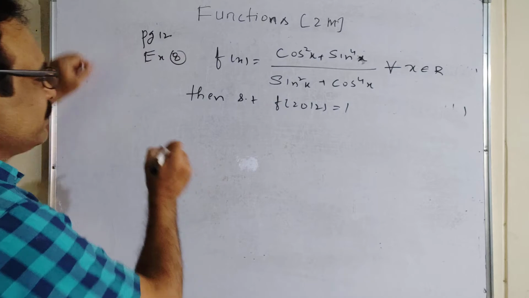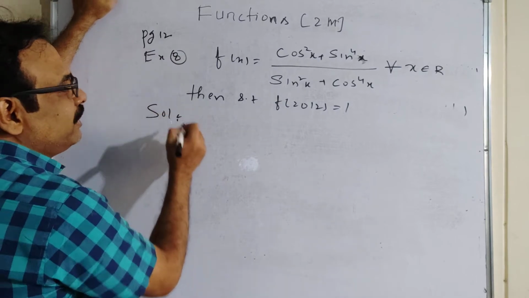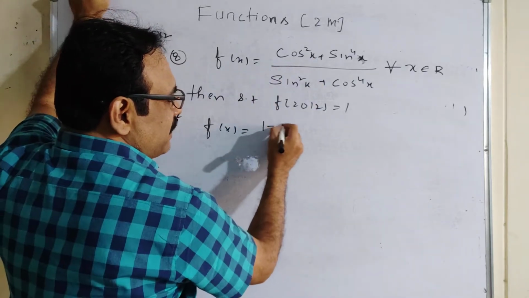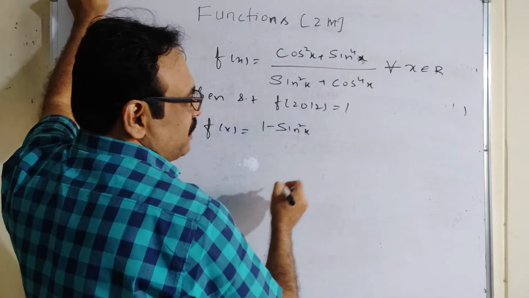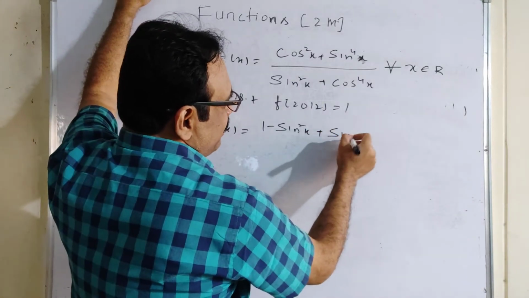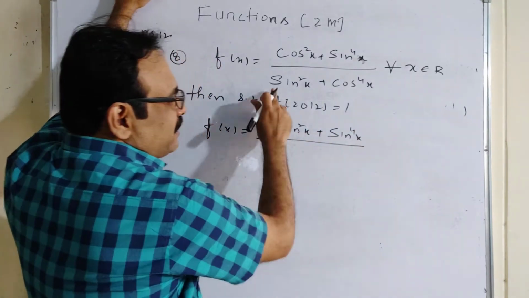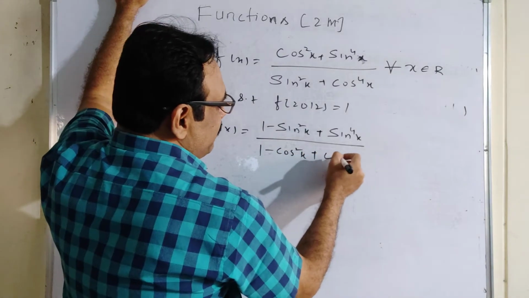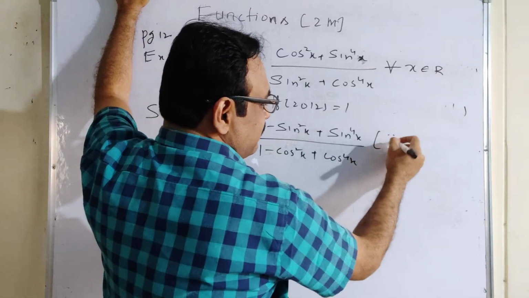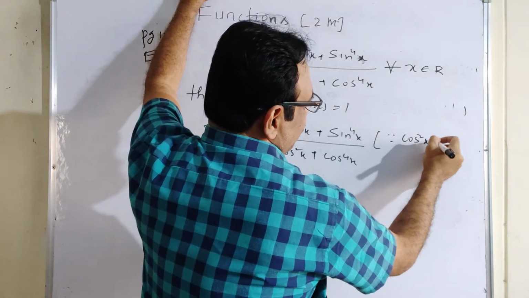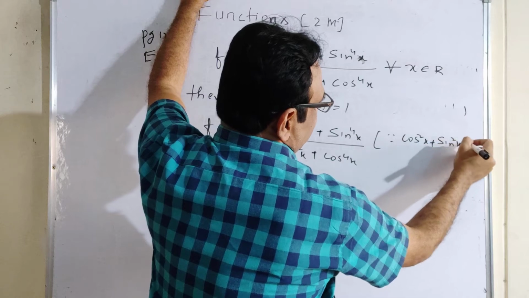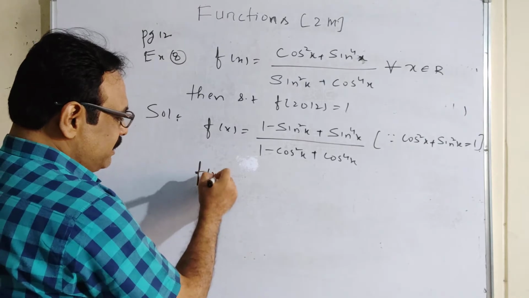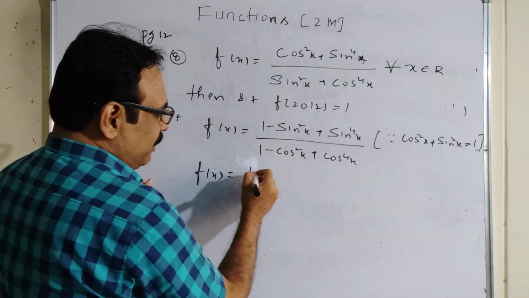Now I am going to do the solution part. Here we have f of x. Cos square theta can be written as 1 minus sine square theta, so this is 1 minus sine square x, plus sine to the power of 4x. Now sine square theta can be written as 1 minus cos square theta, and this can be written as cos to the power of 4x. Since cos square x plus sine square x is equal to 1.